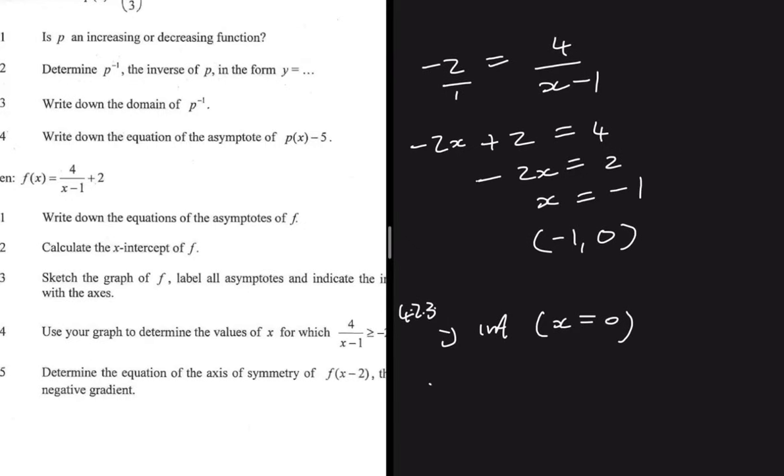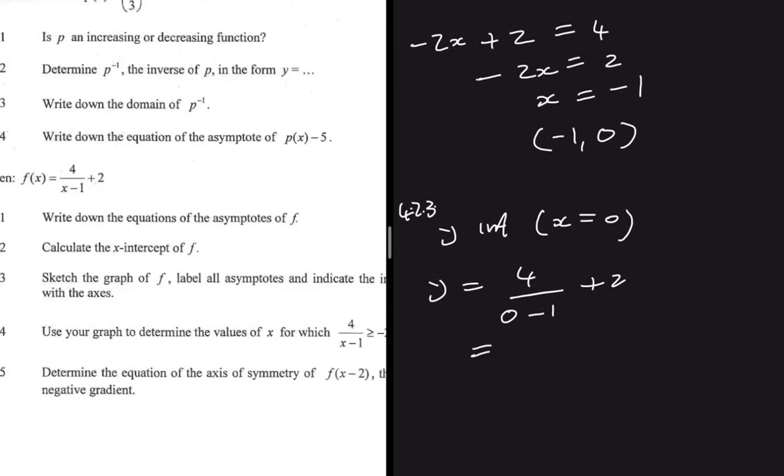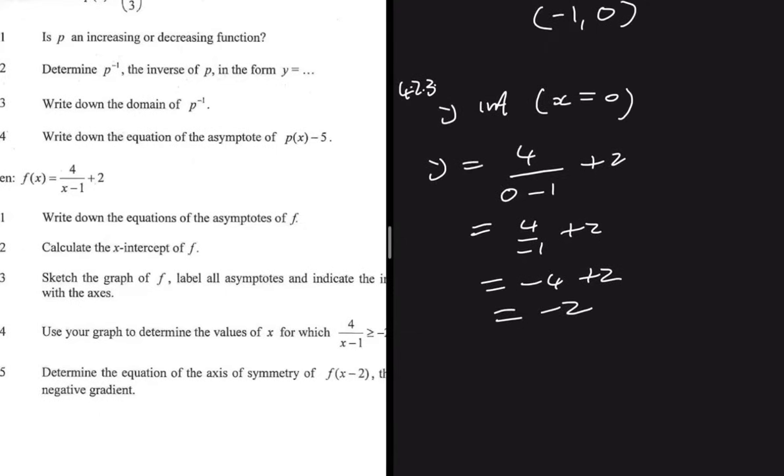So we're going to have y equal to 4 divided by, now x is 0, minus 1 plus 2. So we have 4 divided by minus 1 plus 2. This is minus 4 plus 2, which is equal to minus 2, right? So the coordinate for our y-intercept is x equal to 0 and y equal to minus 2. Now we have the asymptotes and the intercepts, so we can sketch our graph. Let's go ahead and do that.